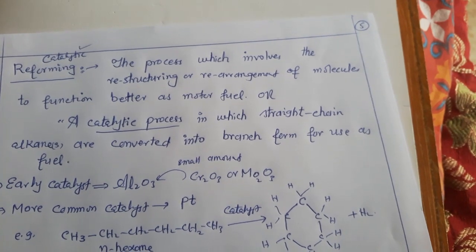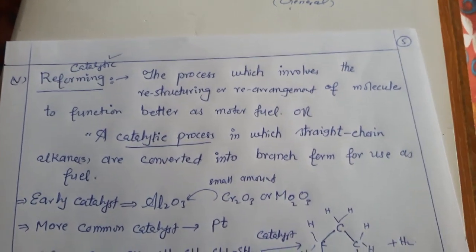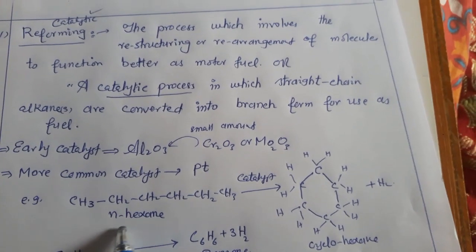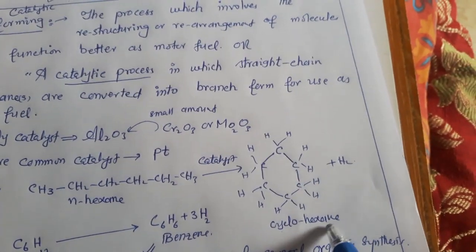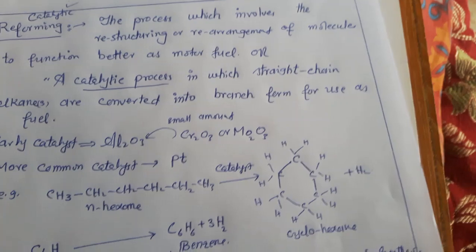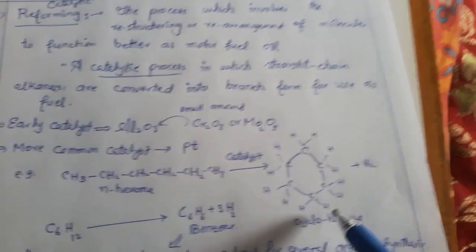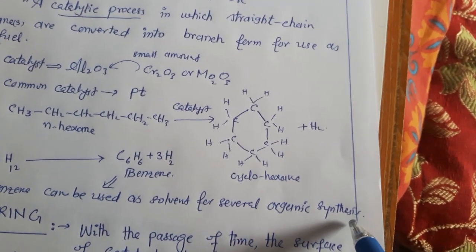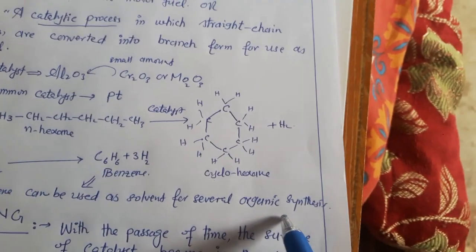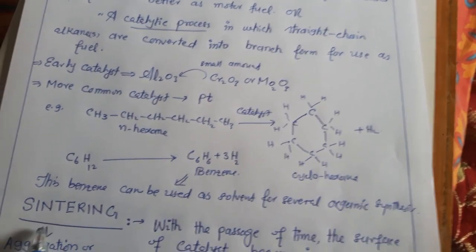What actually happens in this process? A straight chain alkane, in this particular case a very general example, n-hexane, is converted into cyclohexane, and hydrogen is eliminated. Similarly, this cyclohexane can be converted into benzene, and the benzene works as a solvent for several organic syntheses, such as the preparation of styrene, in this particular example given in the book.